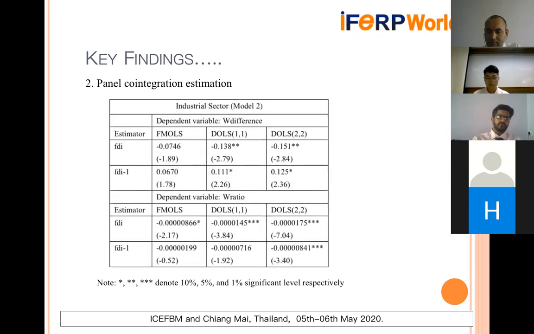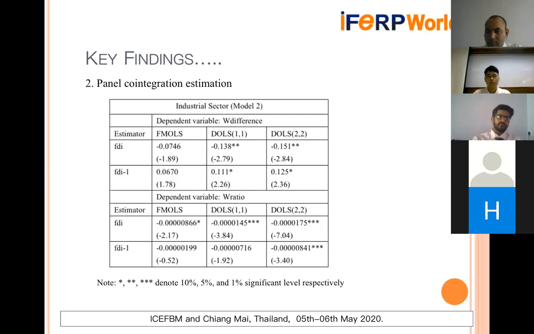For the industrial sector, when using the wage difference as the dependent variable, the estimated coefficients of the FDI will be negative. The estimators DOLS11 and DOLS22 are strongly statistically significant at the 5% level. The estimated coefficients of FDI minus 1 will be positive. The estimators DOLS11 and DOLS22 will be statistically significant at the 10% level.